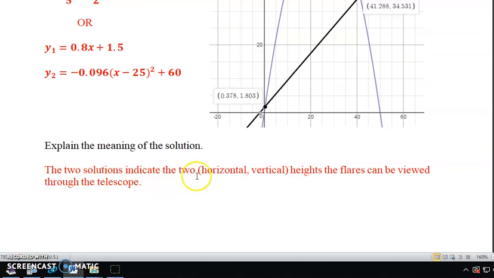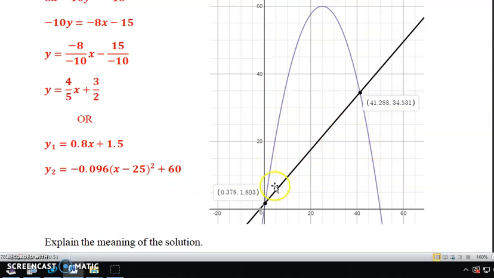2 solutions indicate the 2 horizontal and vertical heights. Horizontal is x, vertical is y. That the flares can be different. So again, this is a sketch you need. You don't need this to be perfect. This is Desmos that I found just to get the points you have here. You can do a quick sketch. It doesn't have to be perfect as long as your sketch has the first quadrant with the points indicated.